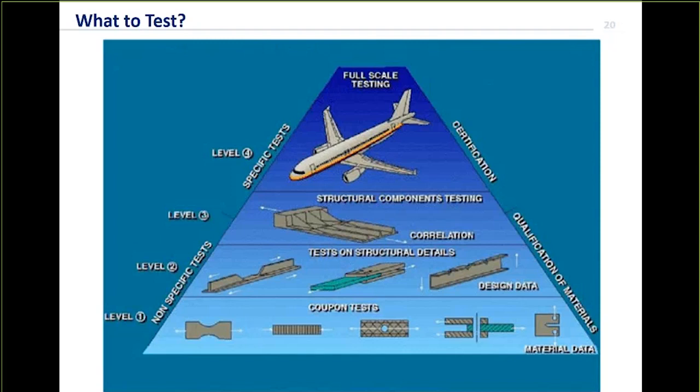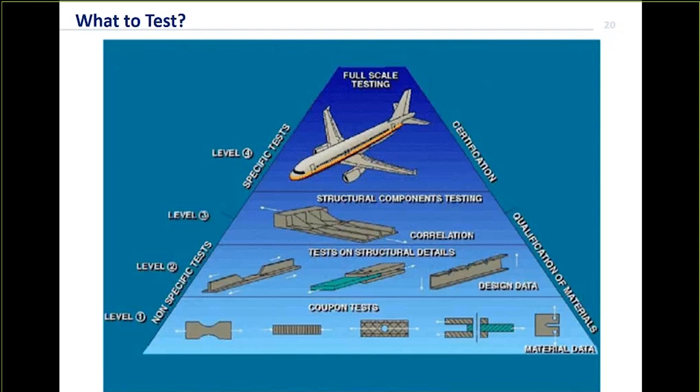The second level up looks at a smaller number of tests now on features. These can be geometrical features such as holes or shaped sections, or could be joints between dissimilar materials, and these are known as sub-element tests. Generally, these things are still fairly small in scale. They're the sort of thing that you could test on a conventional uniaxial test frame, for example.